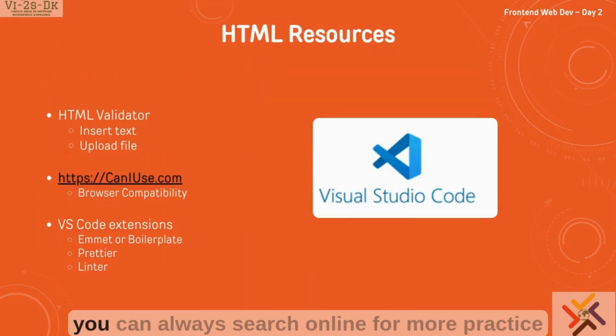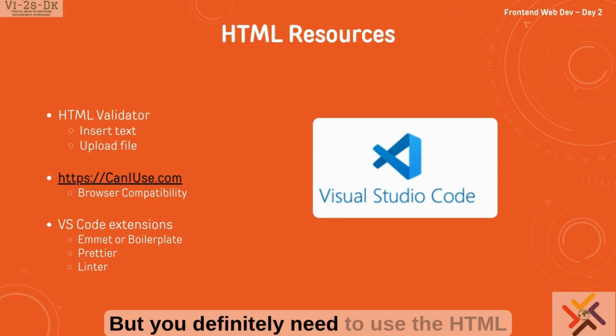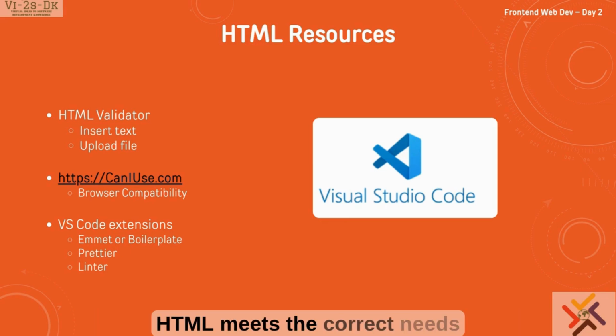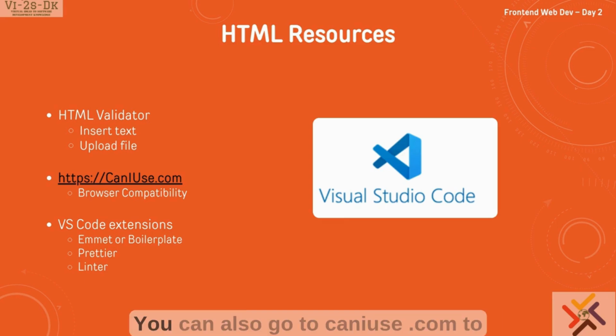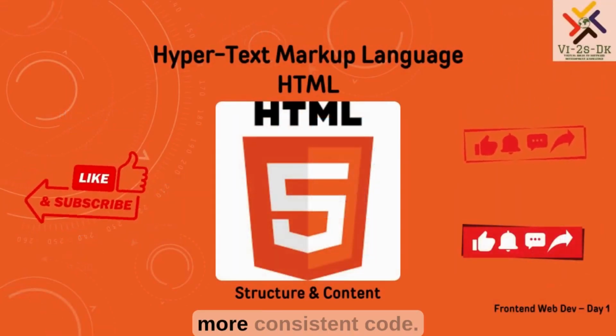For further resources, you can always search online for more practice tutorials, but you definitely need to use the HTML validator to make sure that your HTML meets the correct needs and also increases your search engine optimization. You can also go to caniuse.com to check that your elements are actually compatible with the browser, and use VS Code extensions to help you get better, more consistent code.